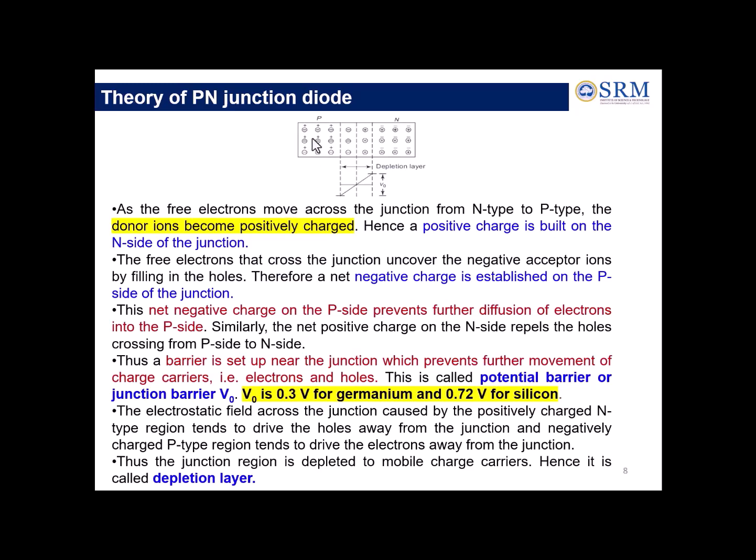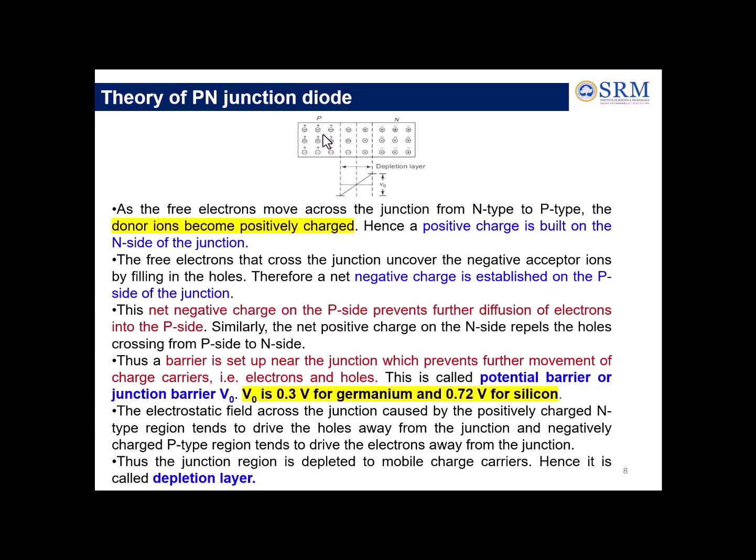As the free electrons cross this junction from the n type to the p type, what happens? Since they are crossing, the n-type material is now positively charged. Hence, a positive charge is built on the n-type because they are donating, right? Because we know the current conduction is due to only the electrons, right? These free electrons that cross the junction, what do they do? They uncover the negative acceptor ions.